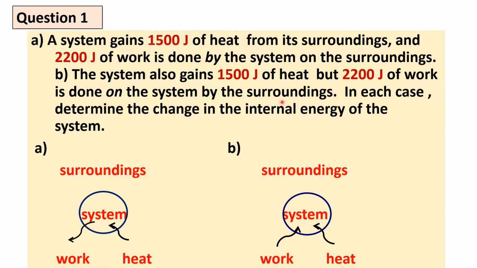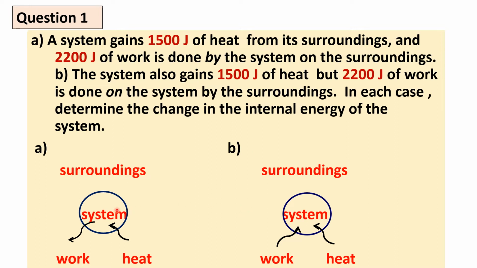So once again, we will emphasize the process of calculating for delta U based on the first law of thermodynamics. Here's another, similar question. A system gains 1,500 joules of heat from its surroundings, and 2,200 joules of work is done by the system on the surroundings. Letter B question. The system also gains 1,500 joules of heat, but 2,200 joules of work is done on the system by the surroundings. We are to determine the change in the internal energy of the system in each case, A and B.